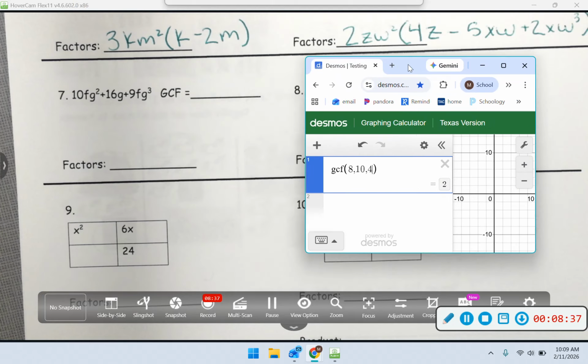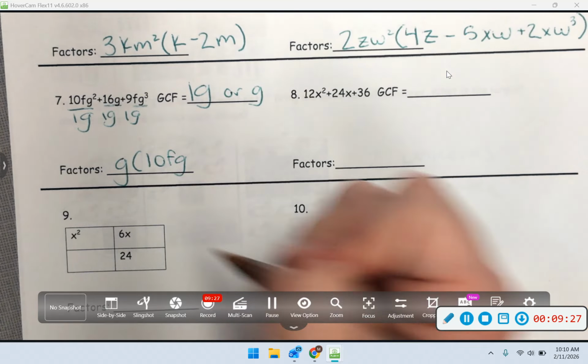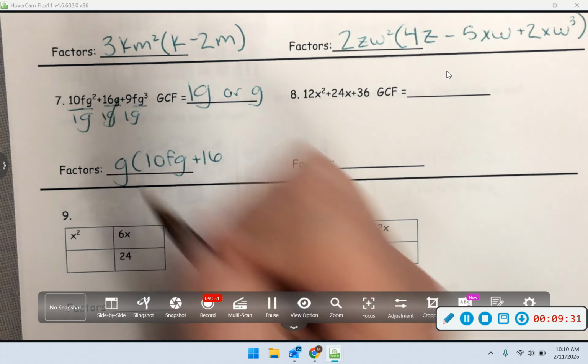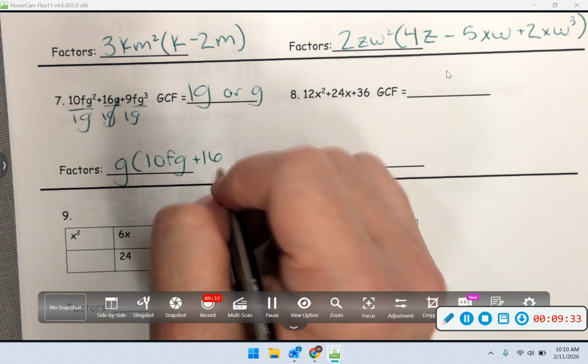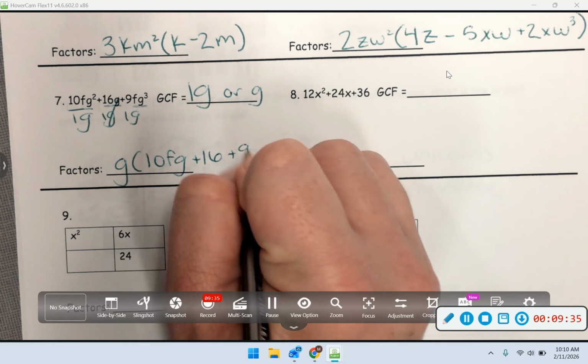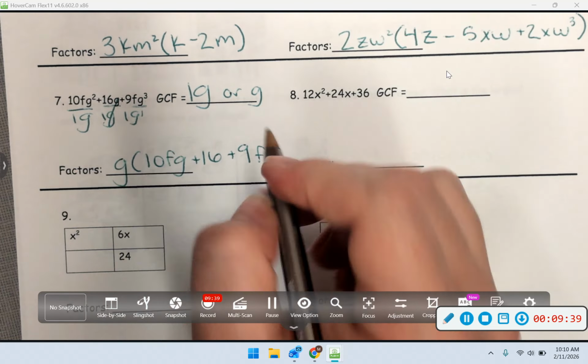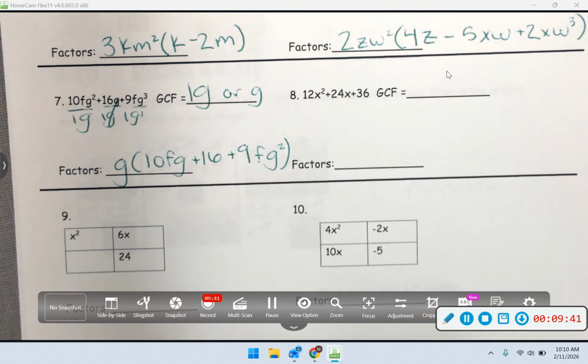10 divided by 1 is 10. f stays. 2 minus 1 is 1g left. 16 divided by 1 is 16. g over g cancels. 9 divided by 1 is 9. f stays. 3 minus 1 is 2.